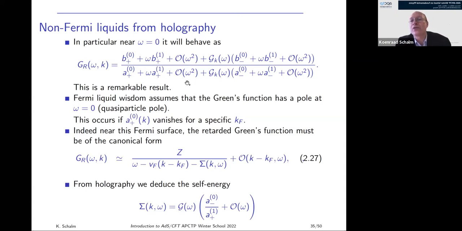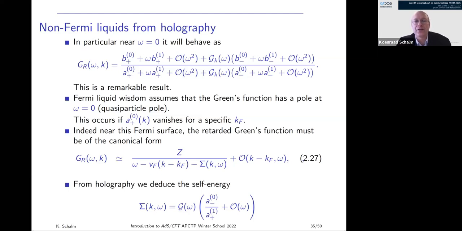Since here I have focused on the expansion around omega, I'm going to see if there is a specific such pole, which Fermi liquid wisdom tells me ought to be there, at omega is 0. Well, this actually happens if this particular term vanishes for a specific kF. And indeed, you find, if you do this in holography, that there is a specific value of kF for which this happens. It is hard to compute analytically, but you can show this numerically.